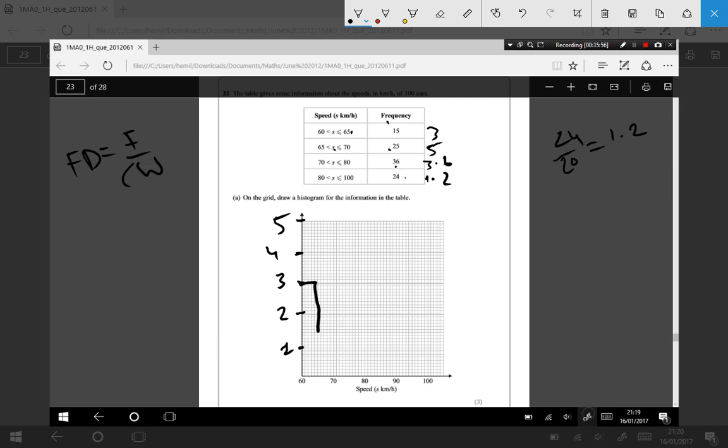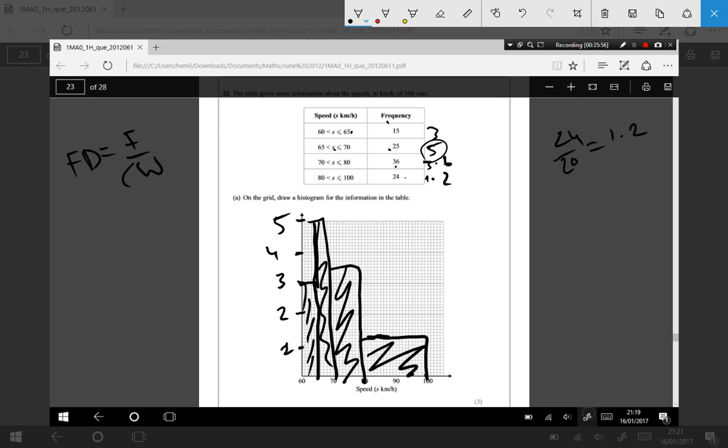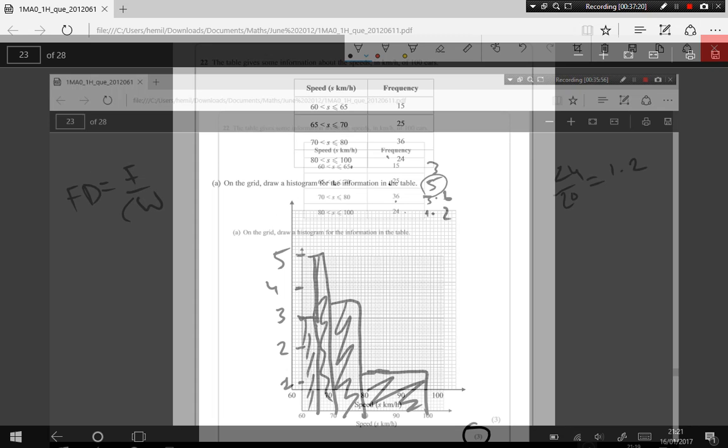there, then going down from there would be there. And then the next one is 5, so 5 is all the way at the top, so we draw a line all the way at the top. Then you want to do 65 to 70, and then you go down. Then there is 70 to 80, which is 3.6, so 3.6 would be almost there. Then you go down from there, and there is an 80 to 100, which is 1.2, so 1.2 is almost there. So let's just draw a line from there to there. Done, that's all it is, and that's your easy 3 marks achieved.